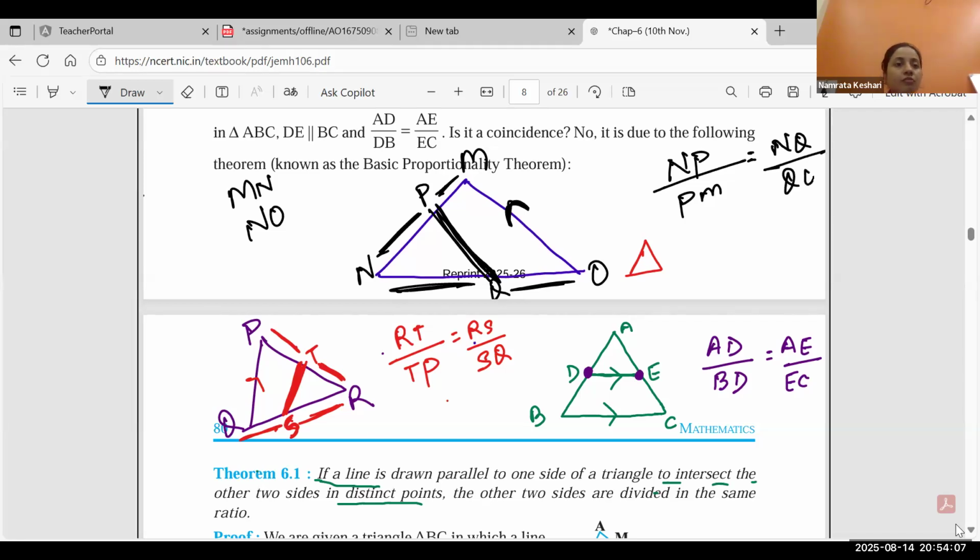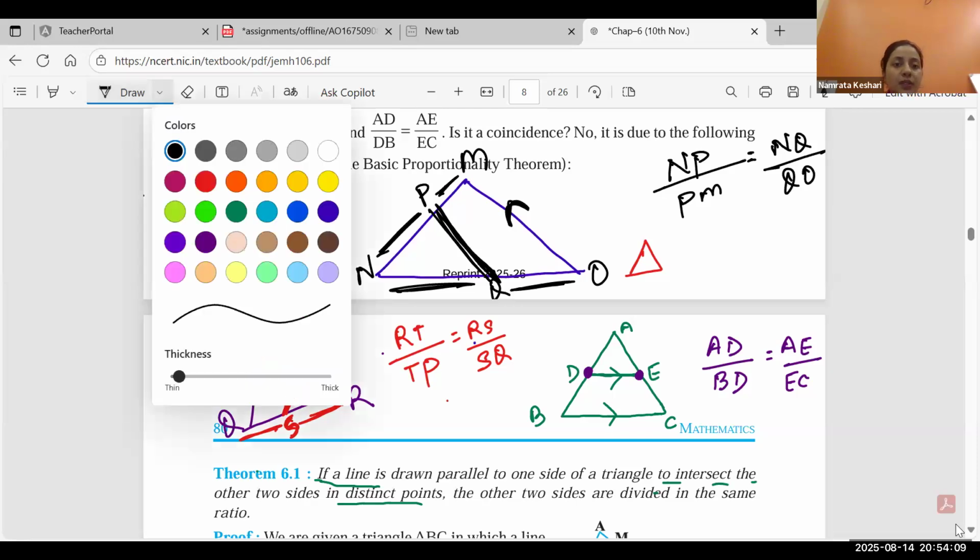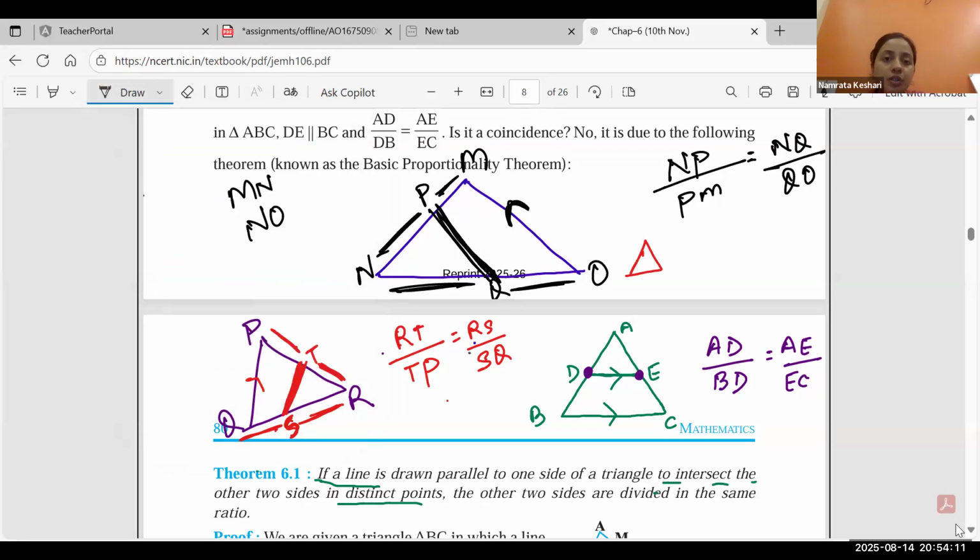Yes, ma'am. While taking the ratio, please be careful. You have to take the ratio in the same sequence. That means from there you are starting with N to P. So here you will take the upper part first, N to Q. Here and there taking the ratio is not allowed. I mean mixing the ratio is not allowed.